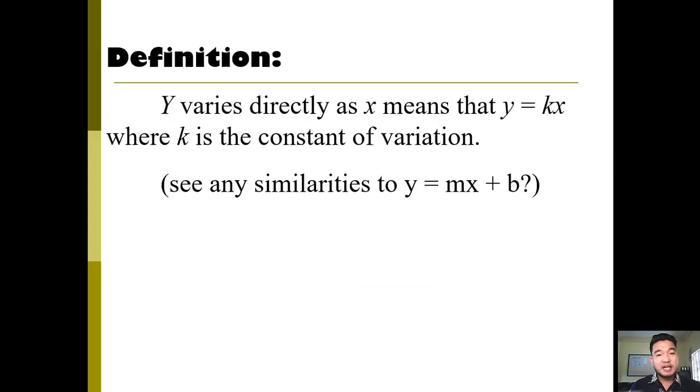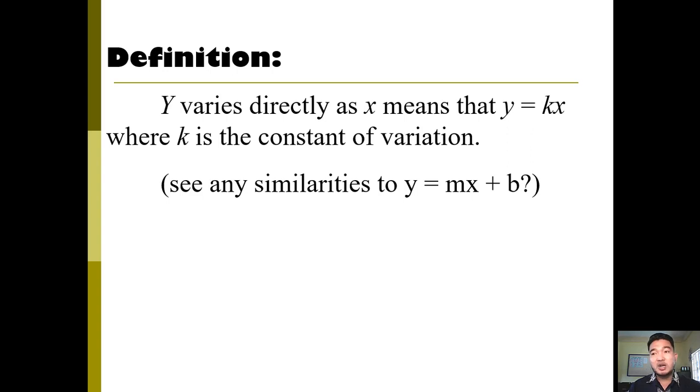The definition of direct variation, y varies directly as x, means that y equals kx. This is the direct variation. Ibig sabihin yan, y varies directly as x. At ang kanyang formula palagi ay y equals kx, where k is the constant of variation. Okay? So always remember that the formula in direct variation is y equals kx. Ito lang lagi yung gagamitin natin dyan. Y equals kx, where k is the constant of variation.